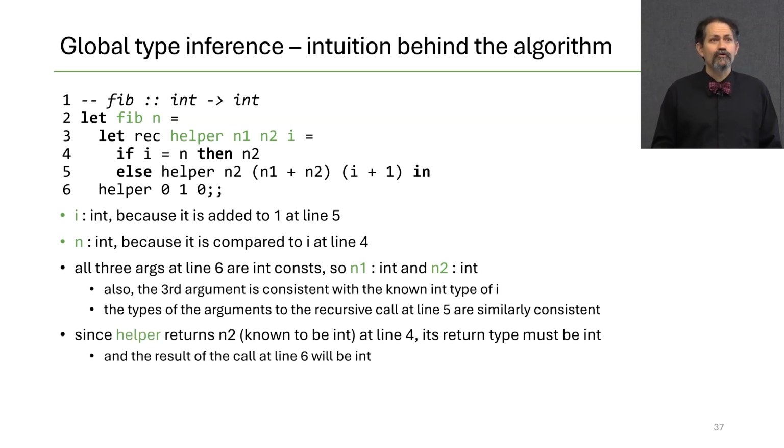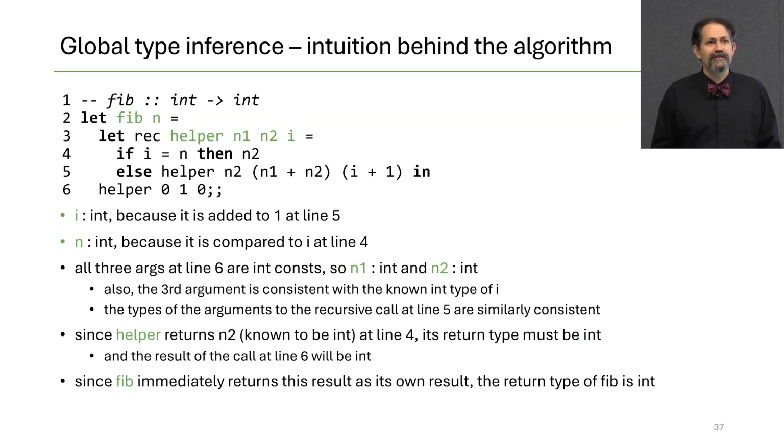Finally, since helper returns n2, which is known to be an int by the previous reasoning at line 4, then the return type of helper must be int. And so the result of the call to helper at line 6 will be int. And that means that since fib immediately returns the result of the call to helper, then the return type of fib must also be int. And so we're done. This is an intuitive view of global type inference.